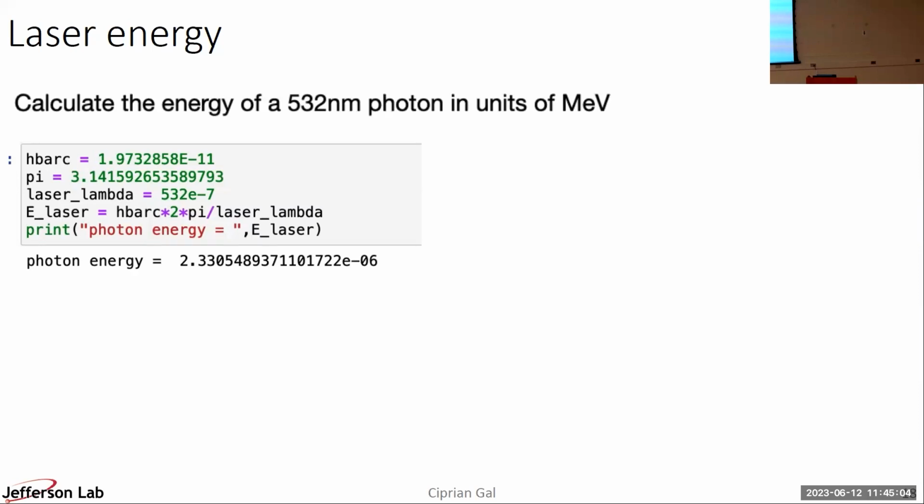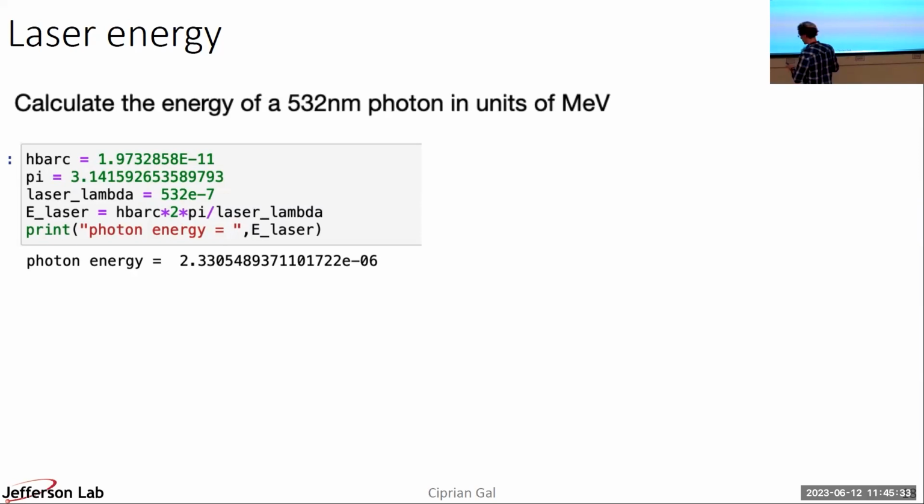So it's 18 GeV. How does that compare? This is in MeV and the beam is 18 GeV. How does it compare? Very, very small, exactly.